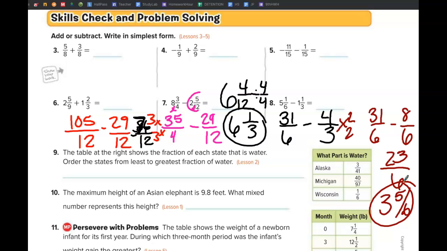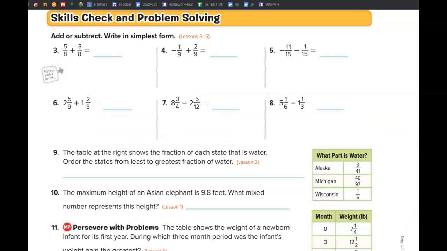Number 9, the table at the right shows the fraction of the state that is water. Order the states from least to greatest with the fraction of water. What can you use for a common denominator? You can multiply them all together. That's going to be ugly.